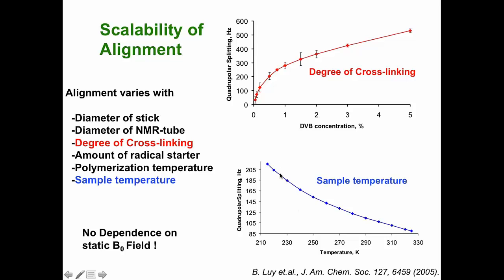So this is already proposed by Lewis. You can change the radical starter, you can change the polymerization temperature, or also the sample temperature. What it is for sure is that the alignment does not depend on the static magnetic field. The only alignment that depends on the magnetic field is paramagnetic alignment, where we're using a paramagnetic tag.